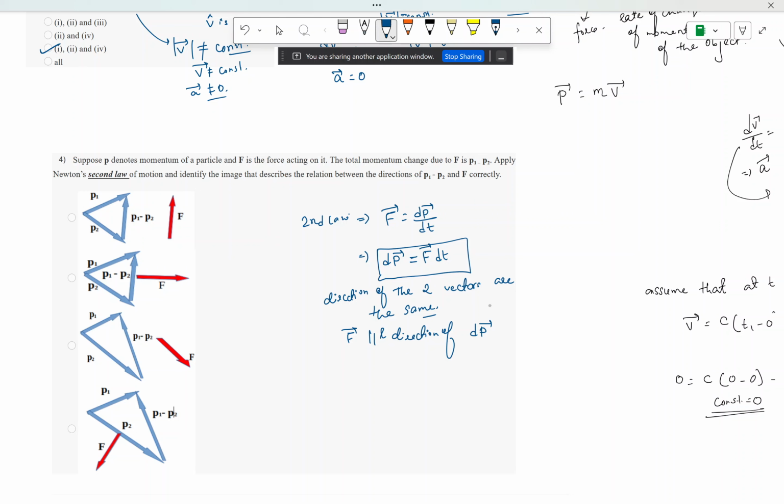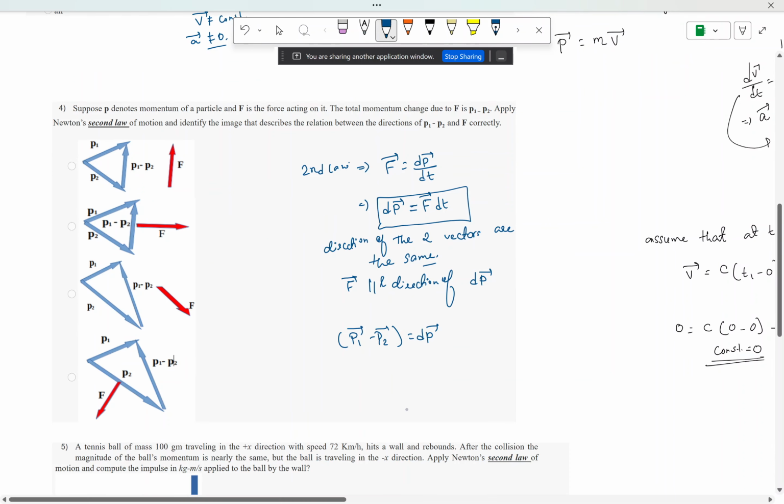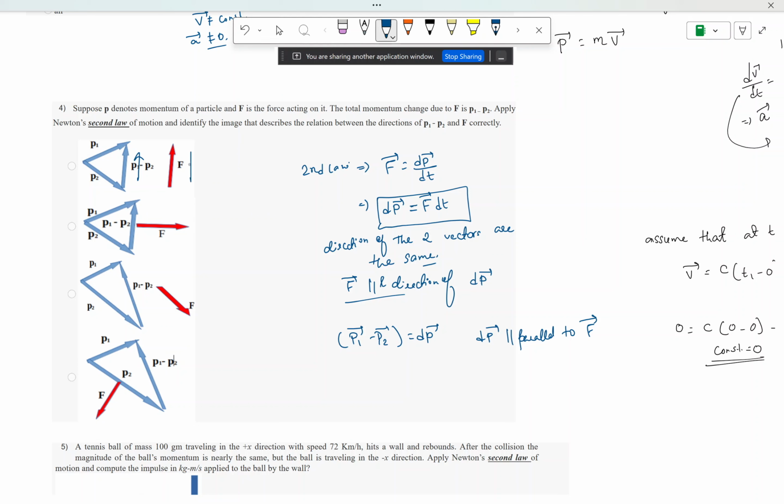In this question, the change in momentum is given as p1 minus p2. So this is basically your effective dp vector: dp vector is p1 vector minus p2 vector. As per Newton's second law, your dp vector has to be parallel to the applied force F vector. So which one of these four diagrams covers that? This is the only correct option, because here P1 minus P2 is in this direction and the force is in this direction, so they are parallel to each other.